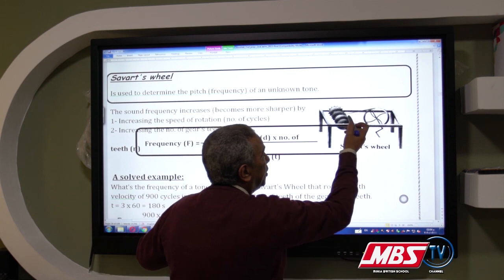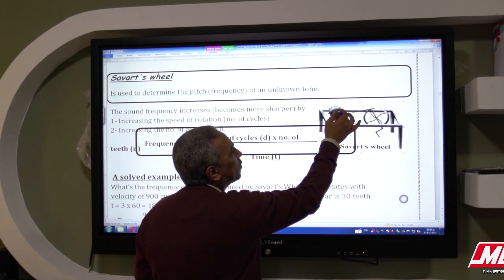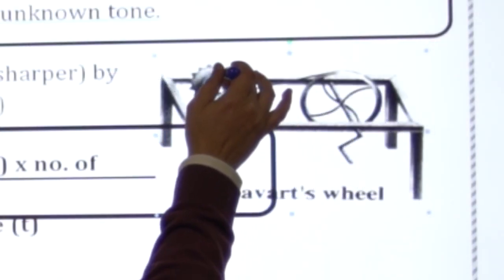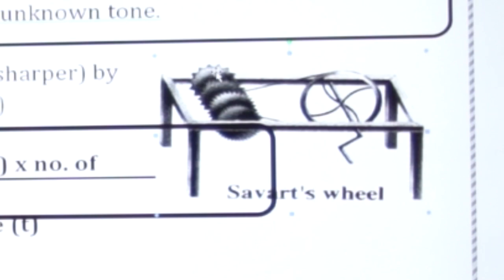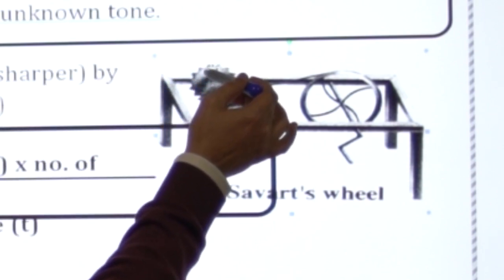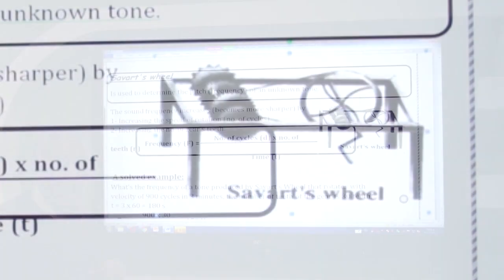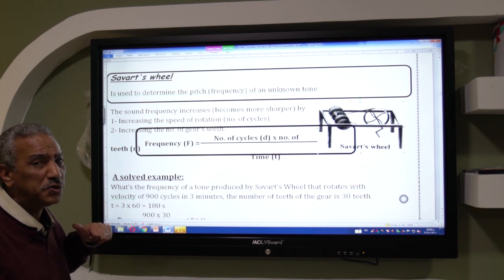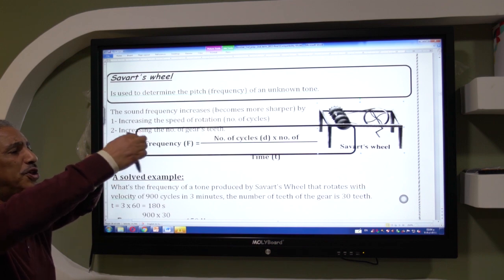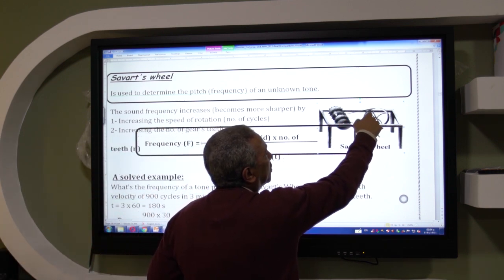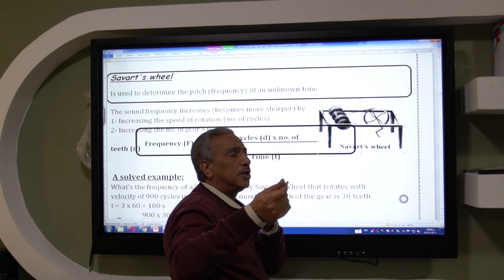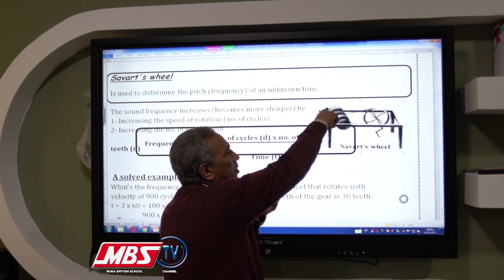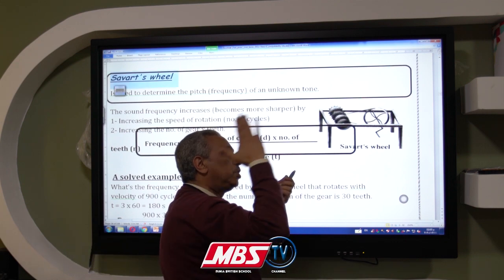This Savart's wheel, the point is, I have a different number of gears. These gears have a different number of teeth, meaning the number of teeth in this gear will be different from the number of teeth in the other one. I can calculate the value of the frequency by knowing how many cycles, since we can control the cycles. You put an iron plate or a hard plate on the teeth of the gear and then rotate it. You will hear the sound.